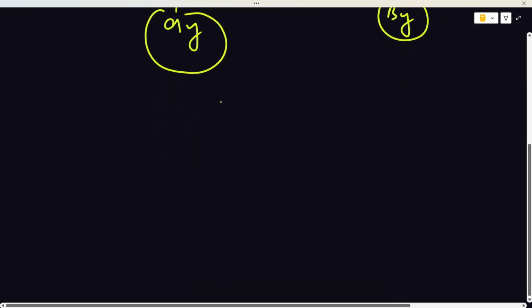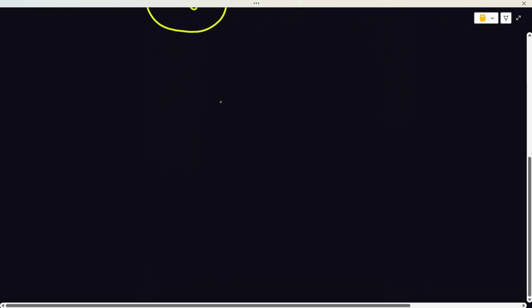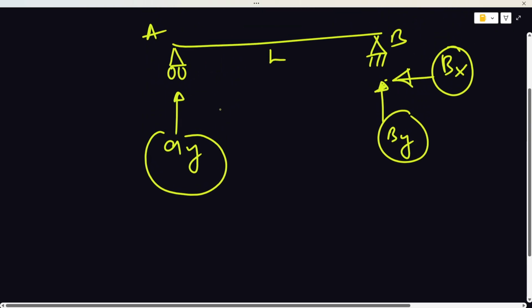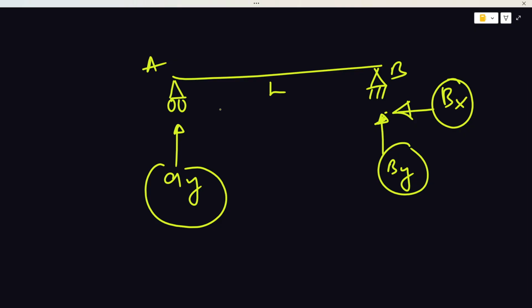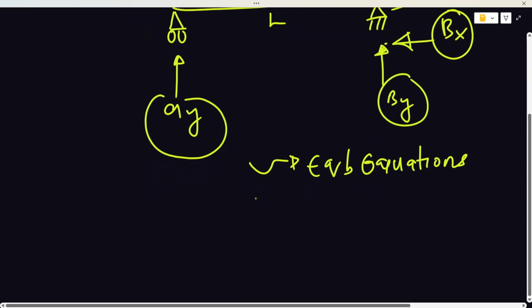Now, what if the structure still remains at equilibrium but under multiple reaction forces? Or before I even go into that, you must understand something also: why we call it statically determinate. We also call it statically determinate because, firstly, we have some things called the equilibrium equations from statics. These are important equations.